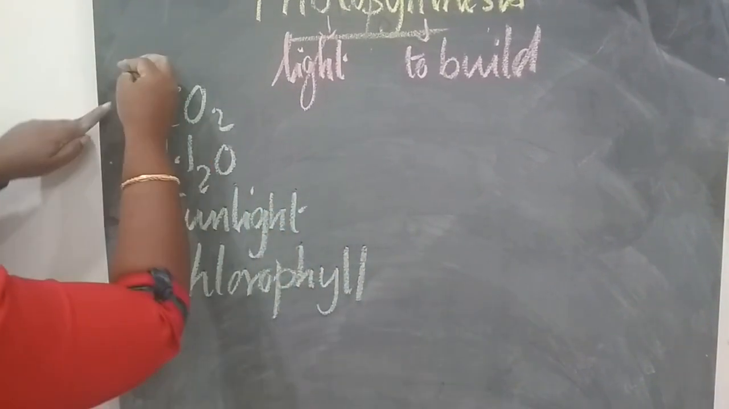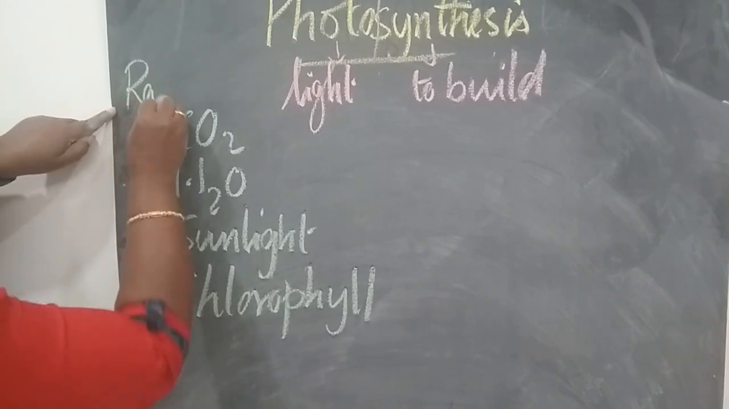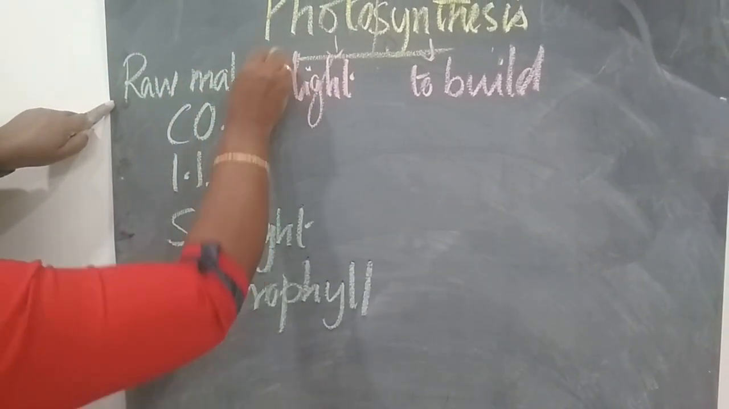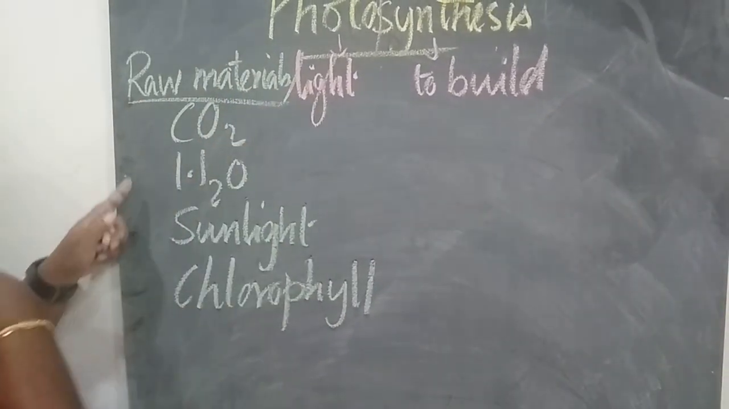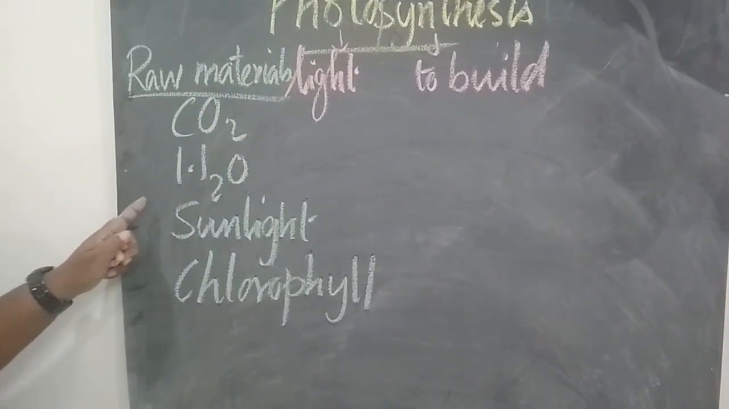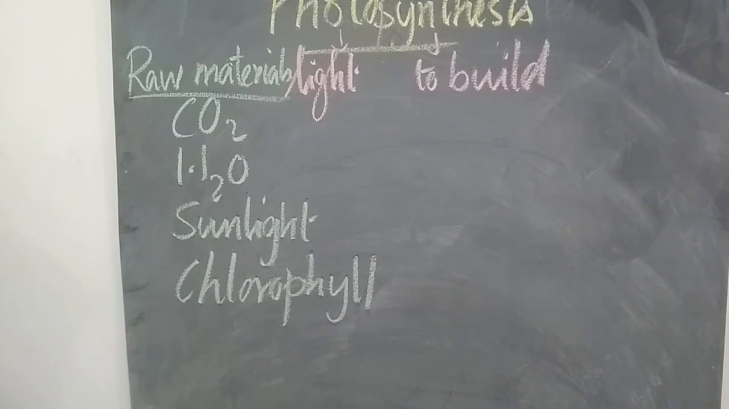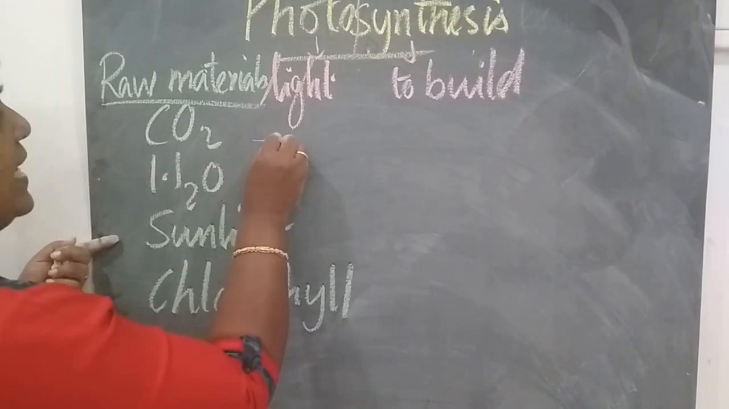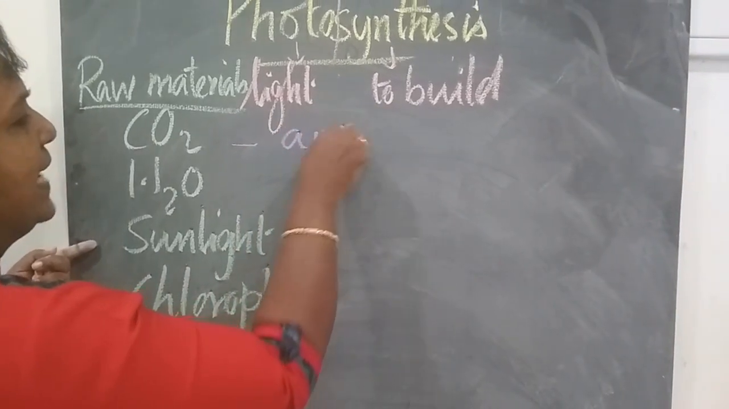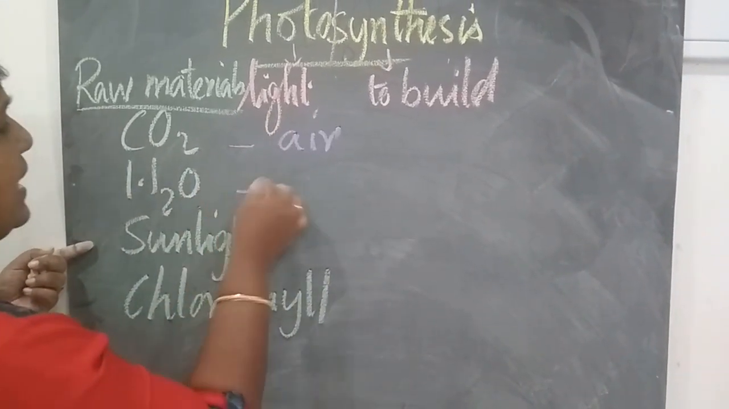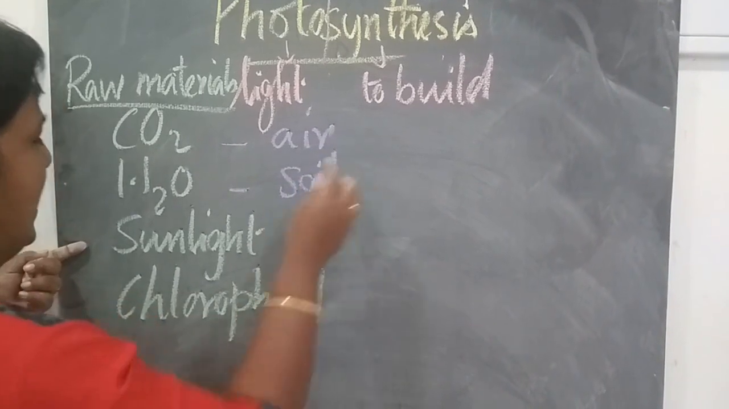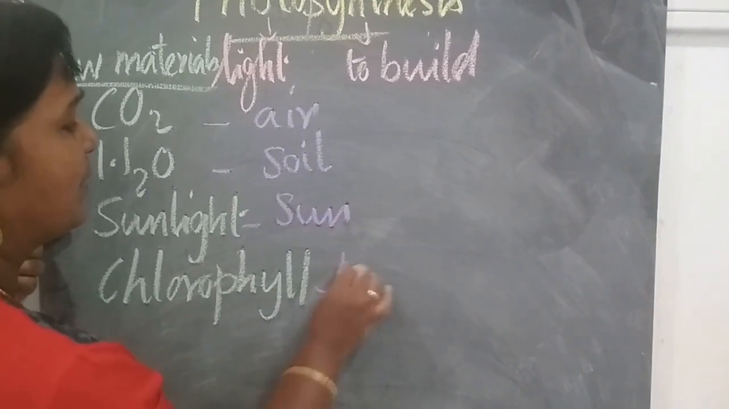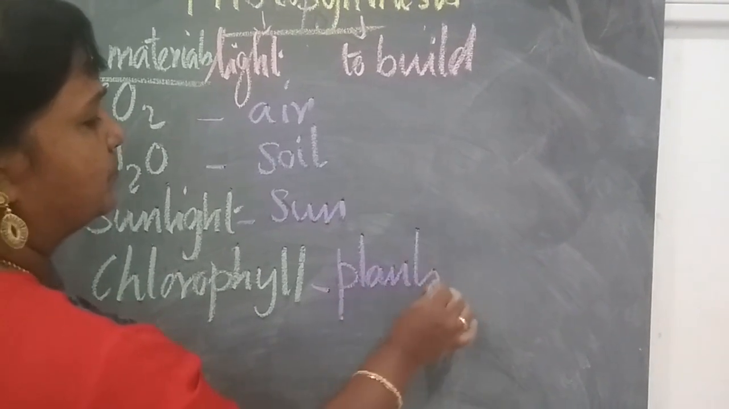So these are the raw materials for photosynthesis. What are the raw materials for photosynthesis? Carbon dioxide, water, sunlight and chlorophyll. Here, we are getting this carbon dioxide from air, and this water from the soil, sunlight from the sun, and chlorophyll from the plants.